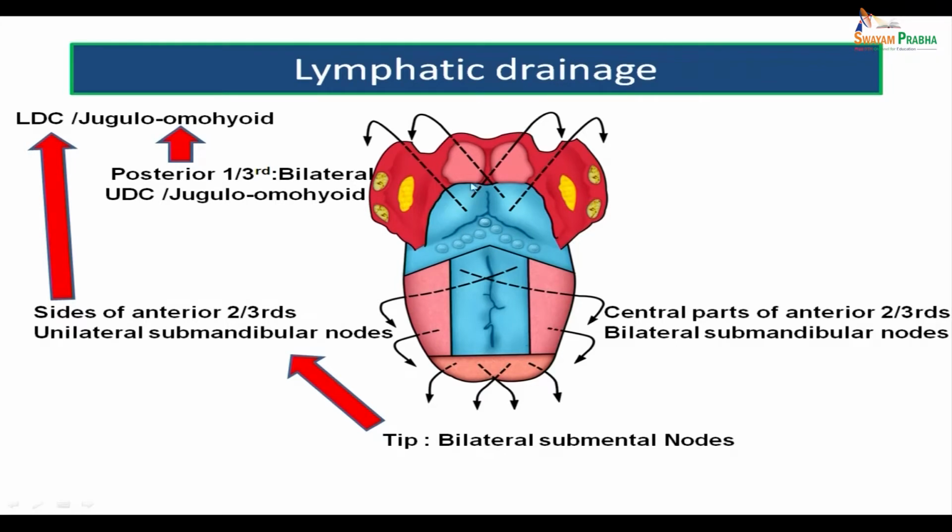Now note that the lymph from the entire posterior 1/3 of the tongue is draining bilaterally into the upper deep cervical or the jugulo-digastric group of lymph nodes, from whence the lymph finally will drain into the jugulo-omohyoid or the lower deep cervical group of lymph nodes.